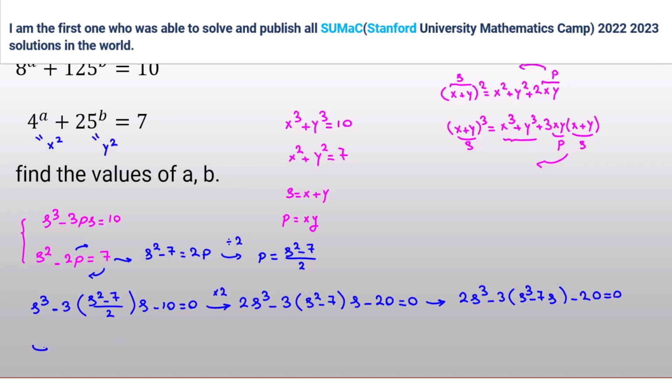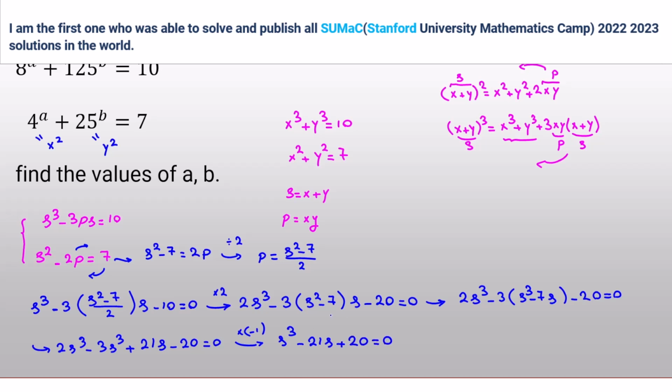Now, if we multiply 3 by this one, we have first 2s cubed minus 3s cubed, and then minus plus 7 times 3, 21. 21s minus 20 is 0. So 2s cubed minus 3s cubed is s cubed. So let's multiply by negative 1. It's minus s cubed, so if you multiply by negative 1, it's s cubed. Minus 1 times is negative 21s, plus 20 is 0.